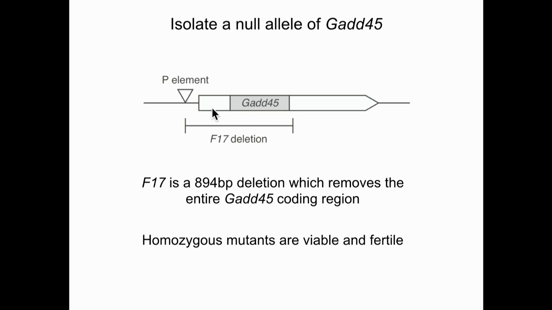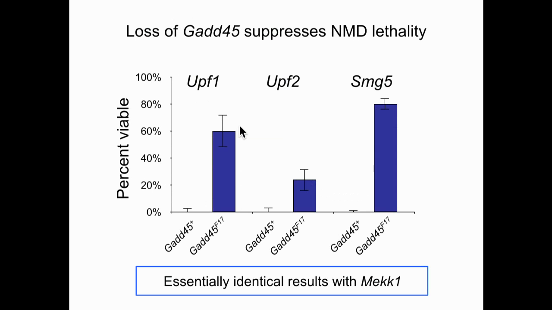This was a couple of years ago, so we did it by the now old-fashioned technique of p-element excision. But we got a deletion which covered the entire GAD45 coding region and no other genes. Now, very importantly, this mutant is homozygous viable, completely viable and fertile, and this is because GAD45 is only required under stress situations. It's not required under normal life situations.